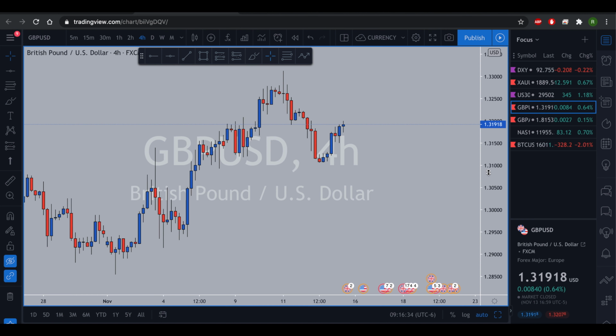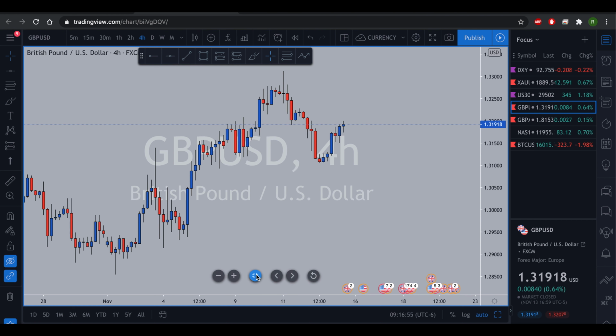So for example, you can say 1.3100. I typically like to say it in pips, so it would be 3100. So from 1.3100 to 1.3150, you got 50 pips. Make sense? This is a 50 pip move.